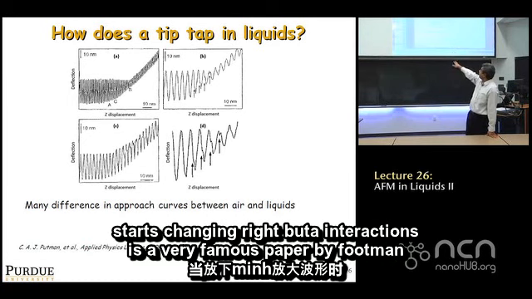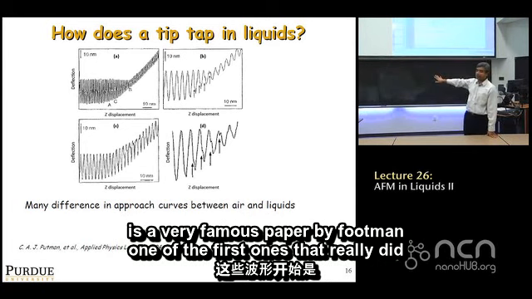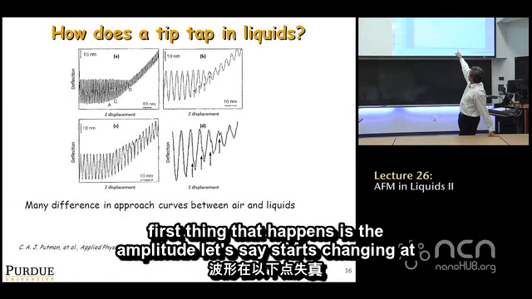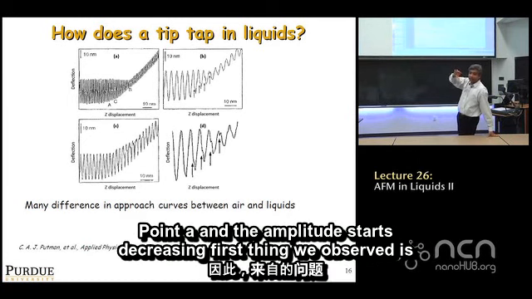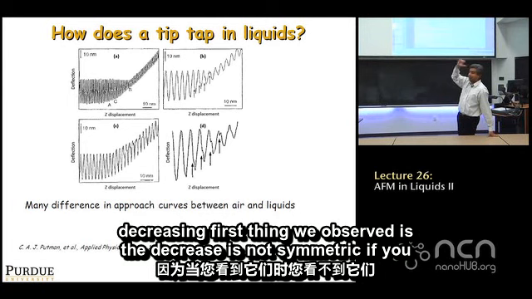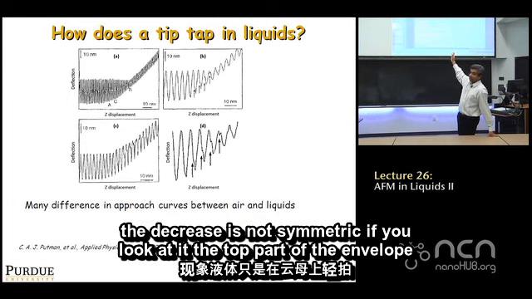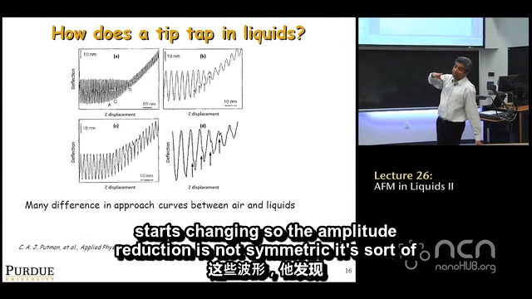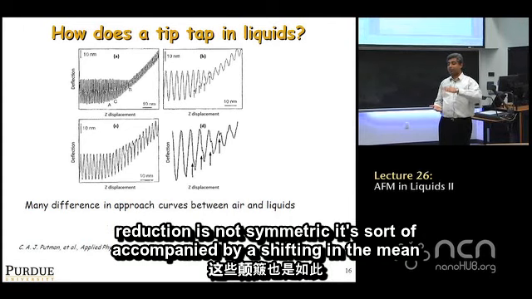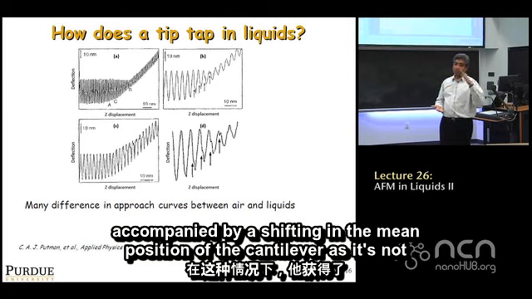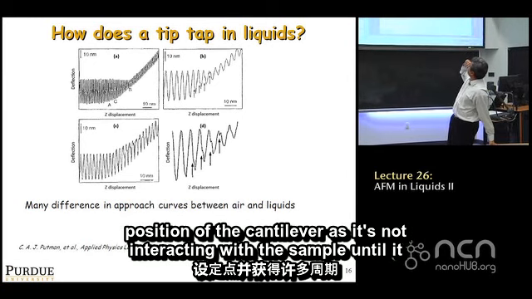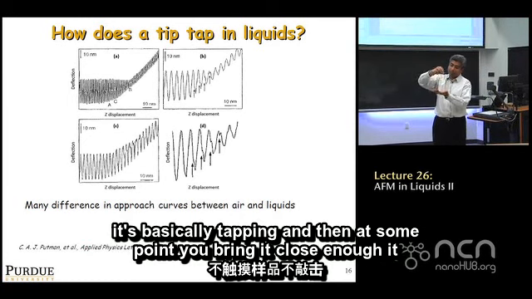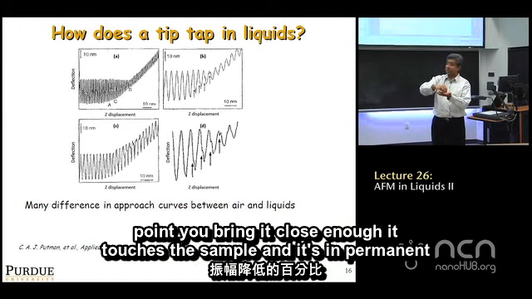This is a very famous paper by Putman, one of the first ones that really did dynamic AFM in liquids. They observed that the first thing that happens is the amplitude starts changing at point A, and the amplitude starts decreasing. The decrease is not symmetric. The top part of the envelope doesn't change too much, while the bottom starts changing. So the amplitude reduction is not symmetric. It's accompanied by a shifting in the mean position of the cantilever as it starts interacting with the sample until it reaches point B, when it is basically tapping permanently, and then at some point you bring it close enough that it touches the sample and is in permanent contact.